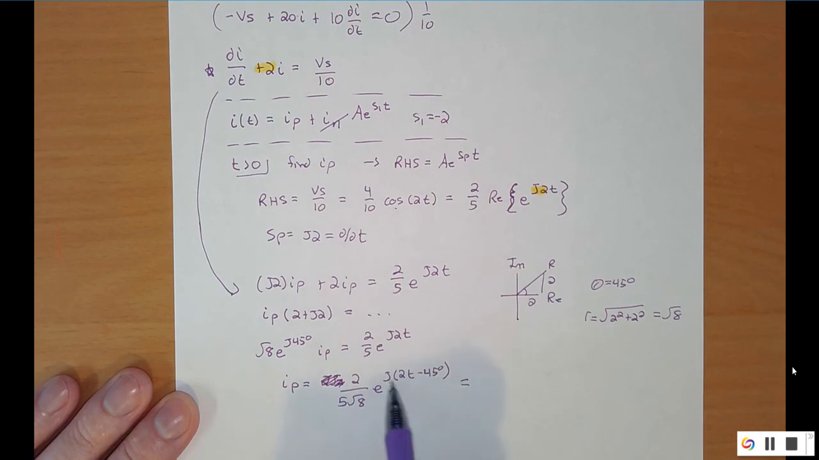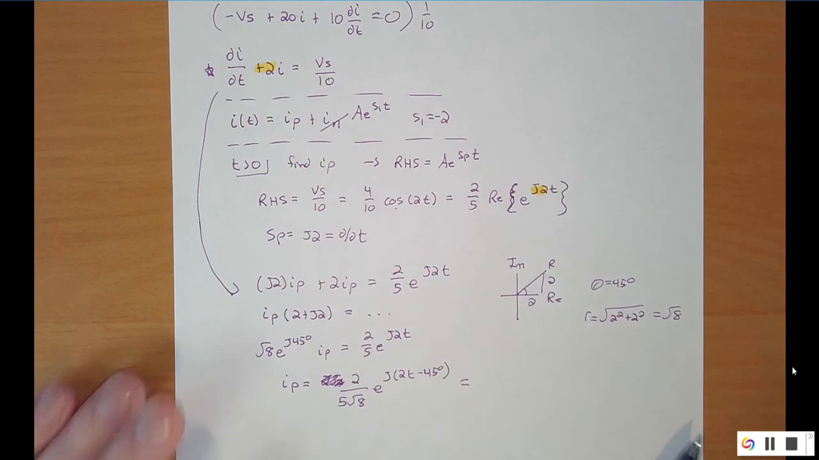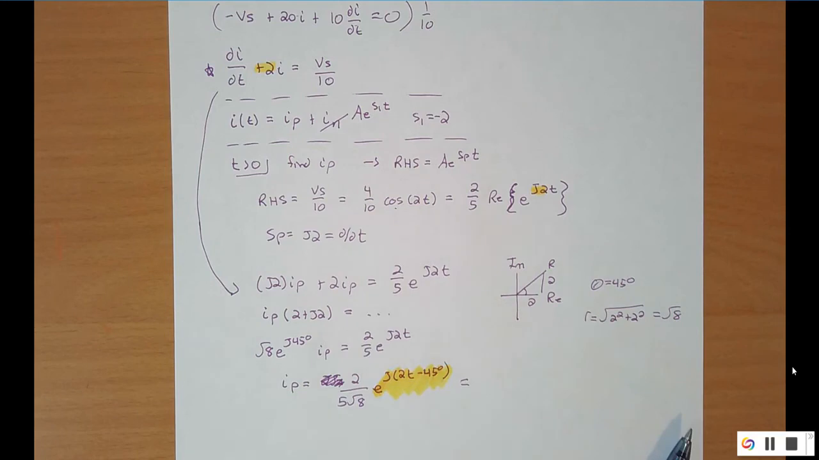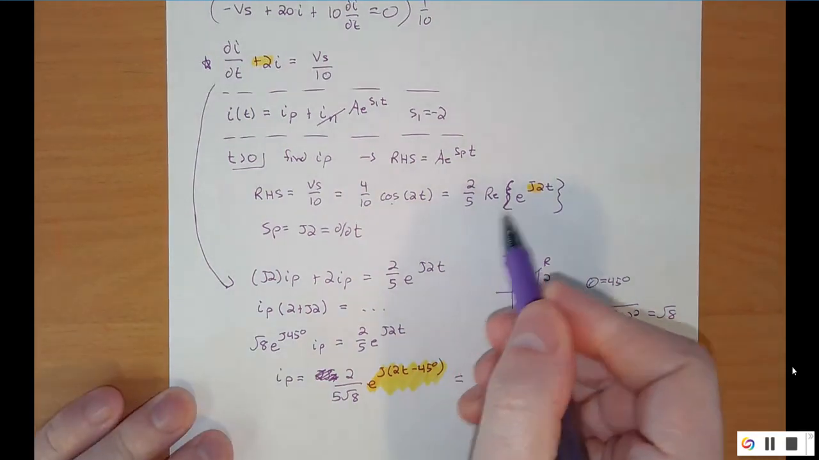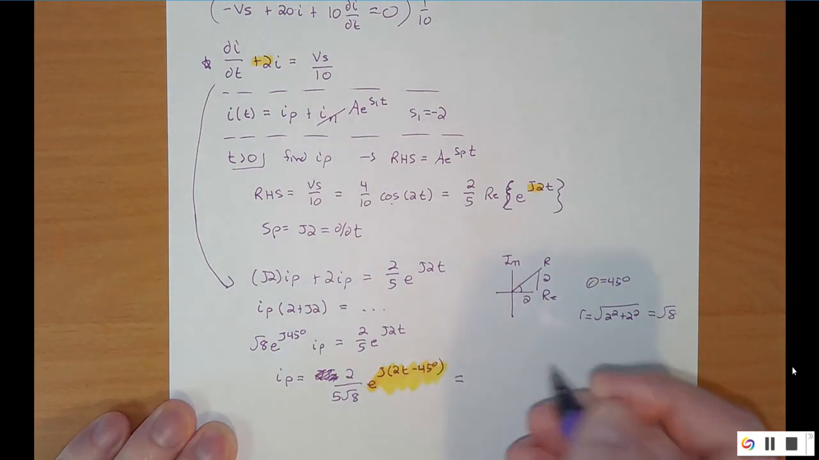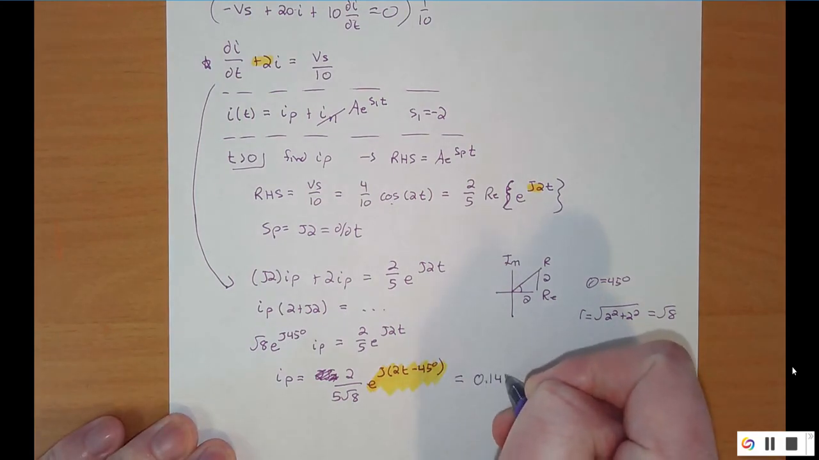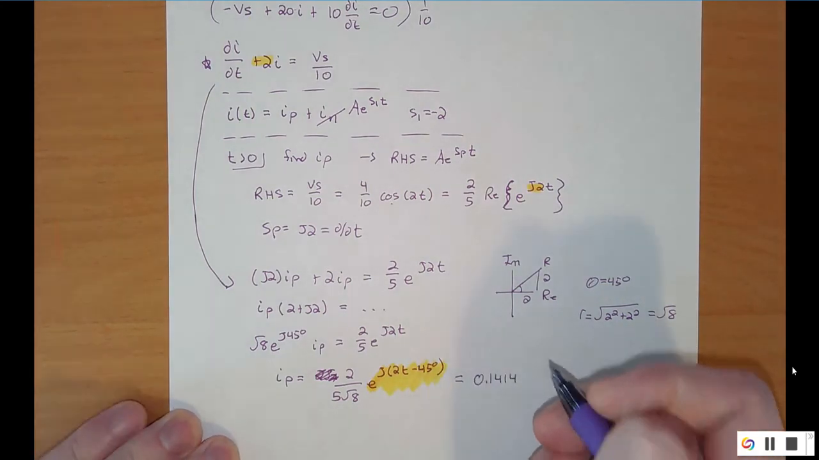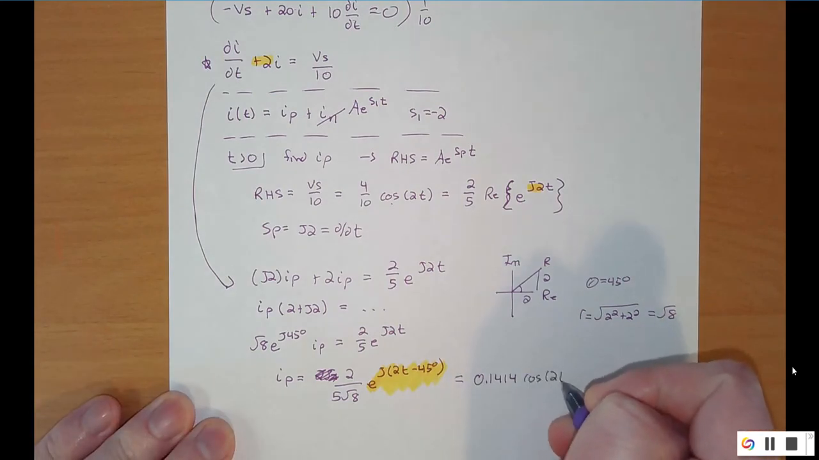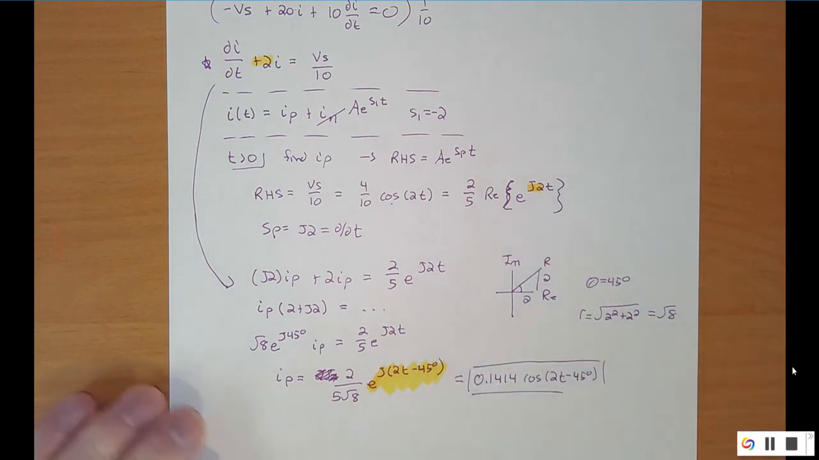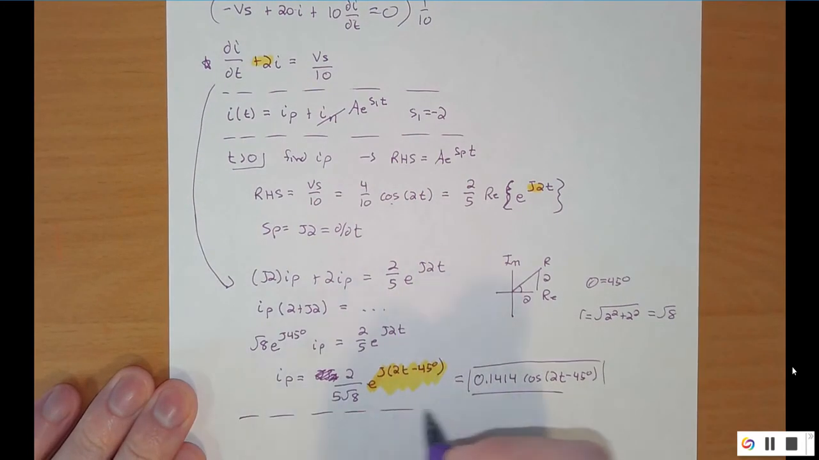And then we're going to convert that back. So now this is just a number. And then e to the j (2t minus 45), we can turn this back into a cosine function. Because remember, we used a real operator, so we can undo the real operator now. So if you wanted to, you could write the real operator in. So 2 over 5 root 8 becomes 0.1414, and then we're going to get our cosine 2t minus 45 degrees. So that is our particular response.